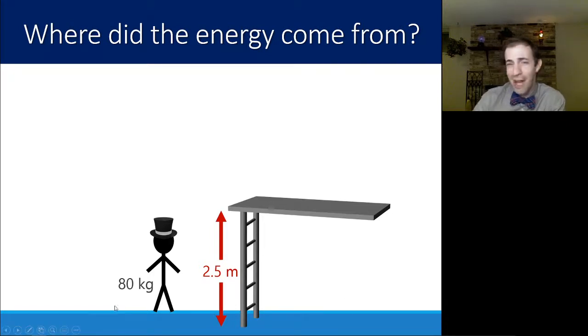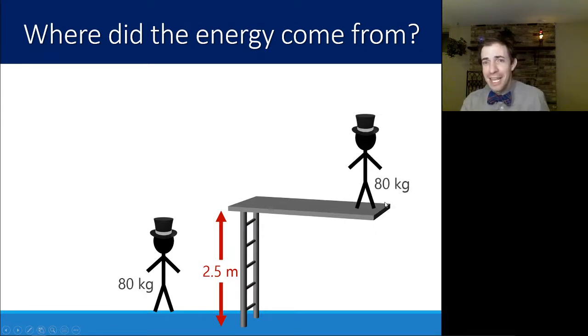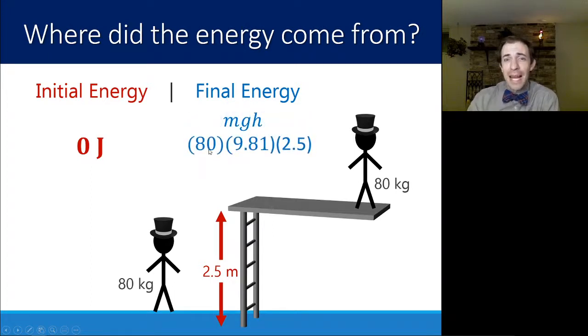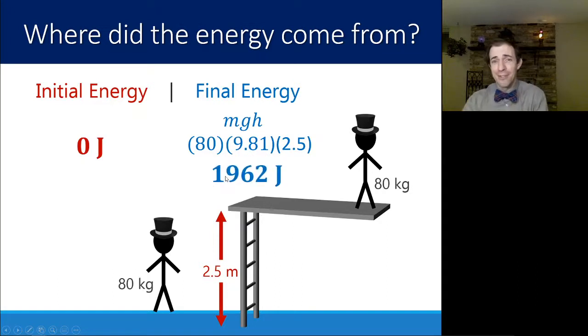So say you're standing on the ground, you're 80 kilograms, and then you climb up to the top of a diving board. Still 80 kilograms, but now you have some height. Initial and final, I don't have any kinetic energy there. The thing that's changing is my potential energy. So initially I had 0 joules of energy. We're going to say no potential energy because I'm on the ground, no height. But my final energy, mgh, I can calculate a potential energy here of 1,962 joules. So clearly my initial energy does not equal my final energy. Some stuff happened in between to somehow add energy to this system.